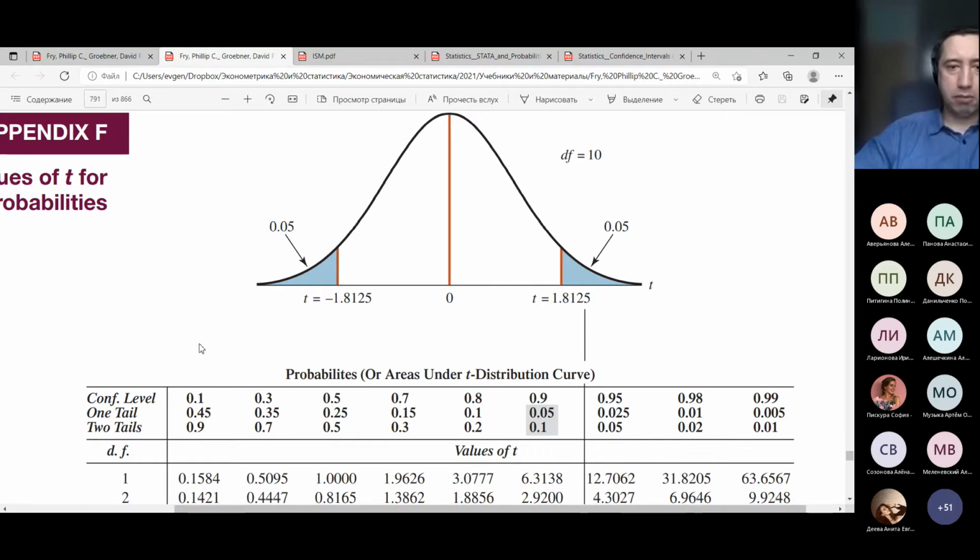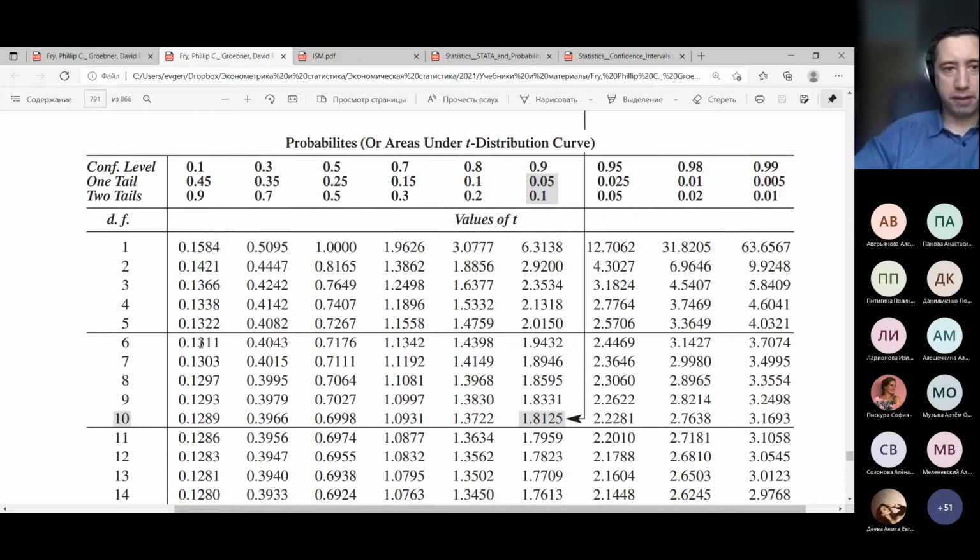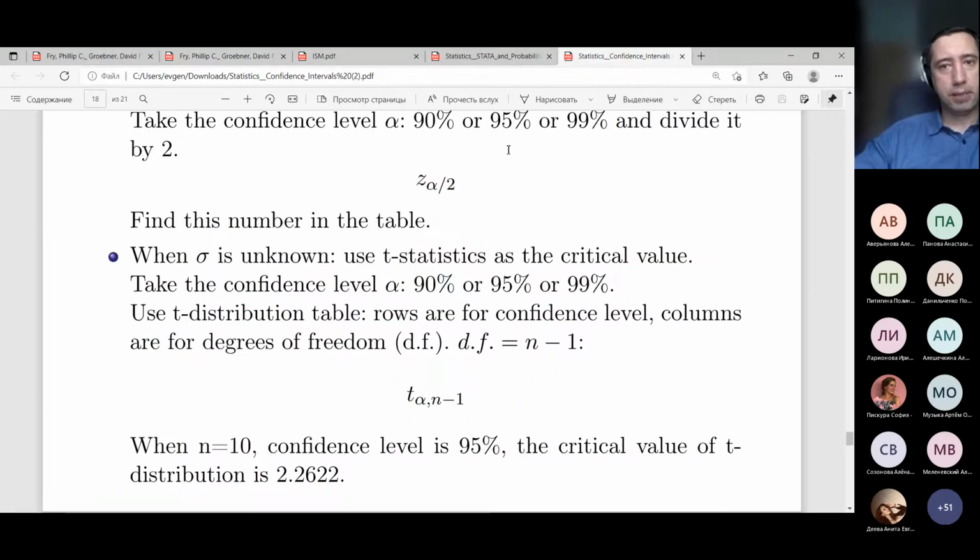Well, how to use such a table? First step, you should find degrees of freedom. What does it mean, degrees of freedom? Here there is a formula you can remember: N minus 1, where N is your sample size. What does degrees of freedom mean? What is the idea behind this concept?